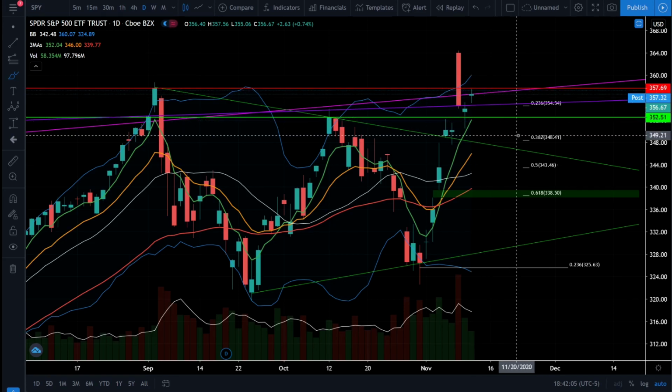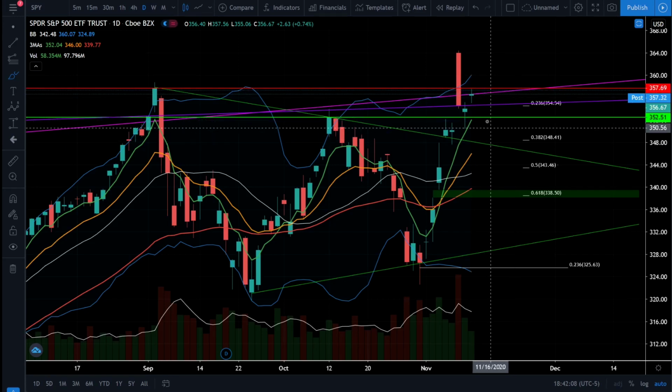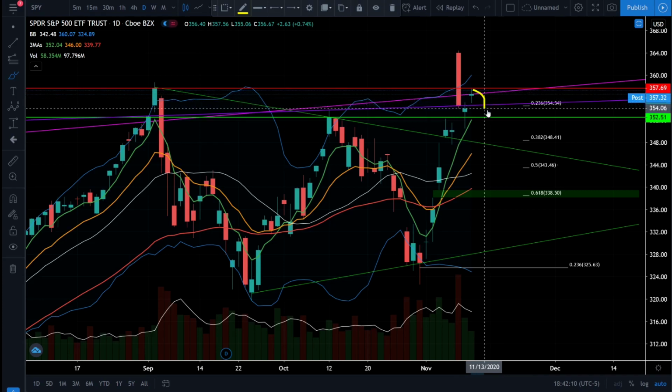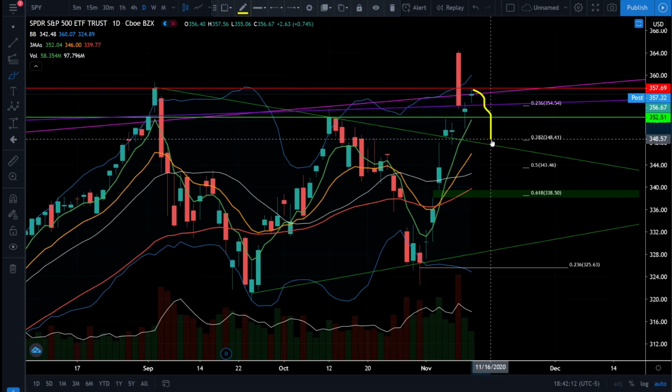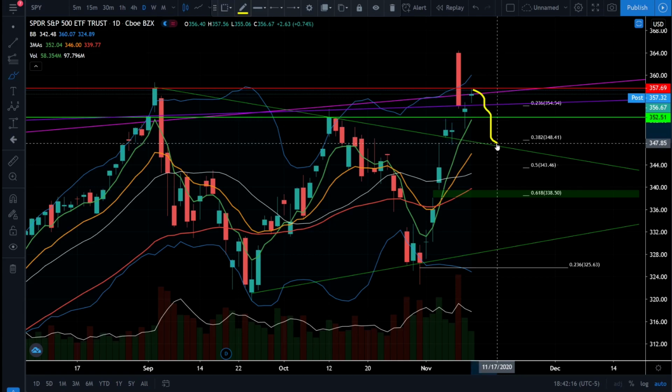So right now we're looking for the potential that we could pull back somewhere around the 0.382 Fibonacci retracement level, which is somewhere around a SPY level of 348. If we start breaking below that level, we could find support at the previous resistance trend line, which is just below the 0.382 Fibonacci retracement level.